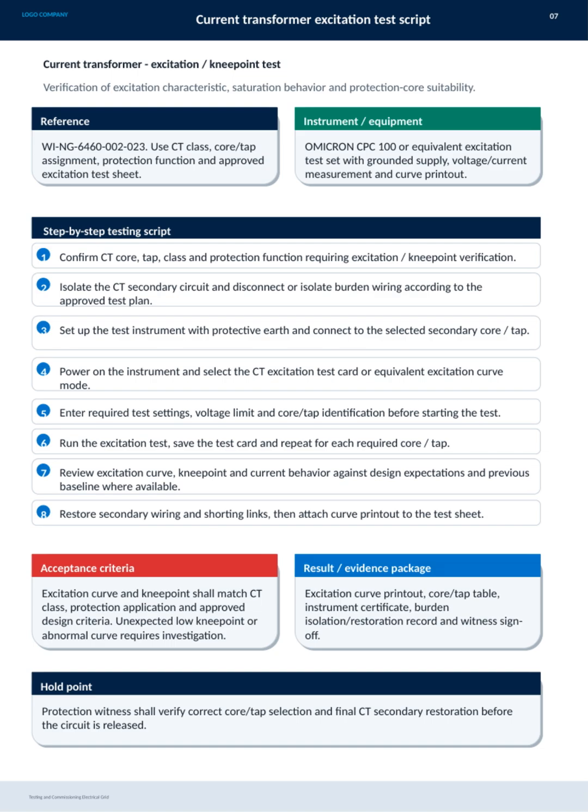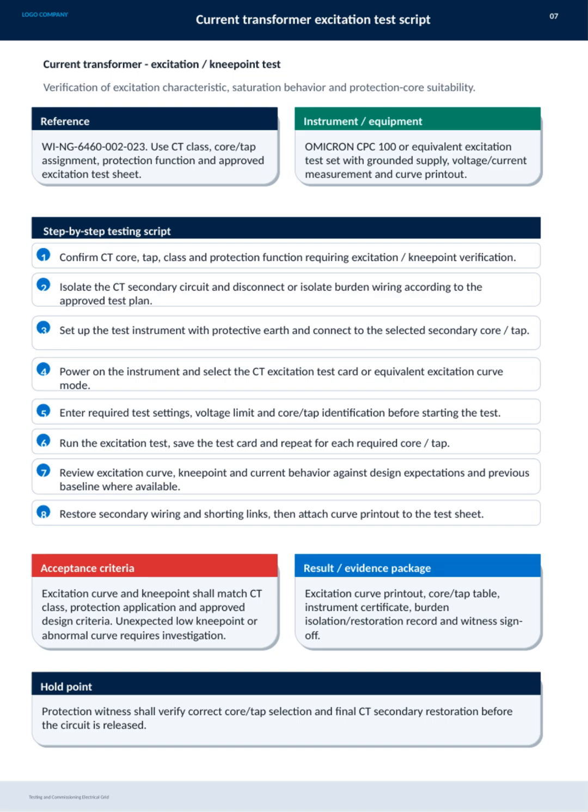After testing, we carefully review the excitation curve, focusing on the kneepoint and current behavior, comparing them to design expectations and previous baselines. If there are any unexpected low kneepoints or abnormal curves, further investigation is necessary. Finally, we restore all secondary wiring and shorting links, attaching the curve printout to the test sheet. The acceptance criteria demand that the excitation curve and kneepoint align with the CT class, protection application, and approved design criteria for a successful test.